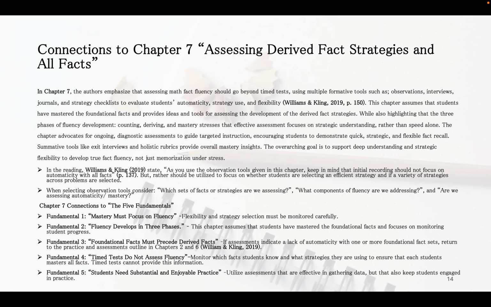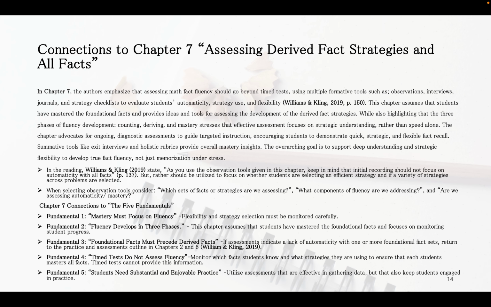Connections to Chapter 7, Assessing Derived Fact Strategies and All Facts. In Chapter 7, the author really emphasizes that assessing math fact fluency should go beyond timed tests, using multiple formative tools such as observation, interviews, journals, and strategy checklists to really evaluate students' automaticity, strategy use, and flexibility.